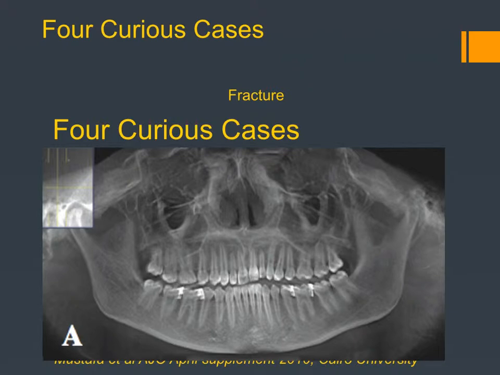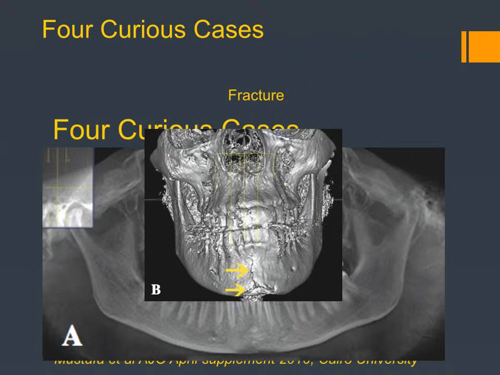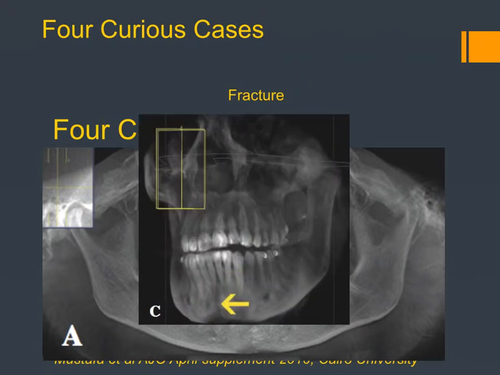Here's a case with a fracture in the upper, or lower, jaw condylar area somewhere. Can you really say where it is? I think it's not as obvious as it is when you take the volumetric image or the slices.